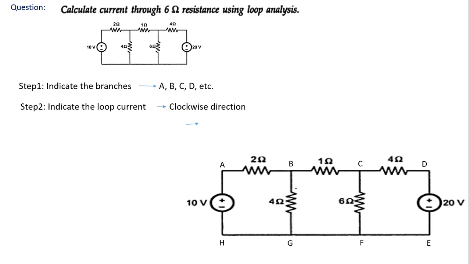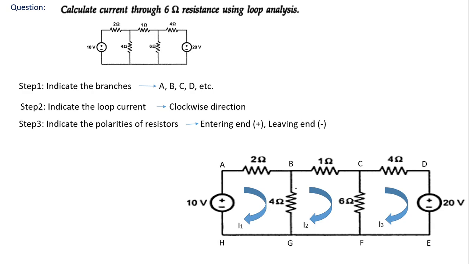Next step is to indicate the loop currents. Basically loop currents are indicated either in clockwise or anti-clockwise direction. In this problem I have taken clockwise direction. As I said earlier, the given circuit diagram has 3 closed loops. All the closed loops are indicated with the clockwise direction. The first closed loop is provided with the I1 current, the next one with the I2 current, and the last one with the I3 current. This is step number 2.